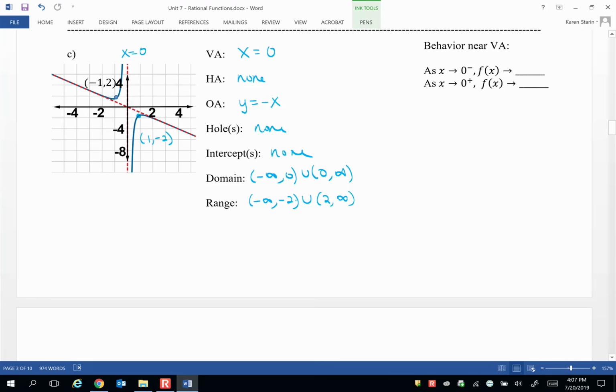Oh, I should make those brackets. So I'm correcting these two brackets because -2 and +2 are on the curve, so they're included in the range.